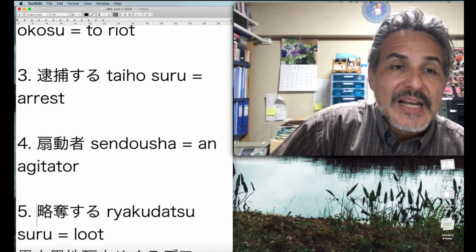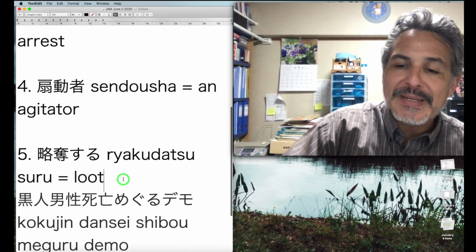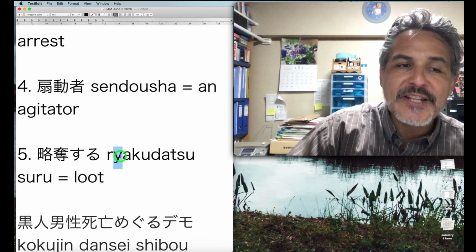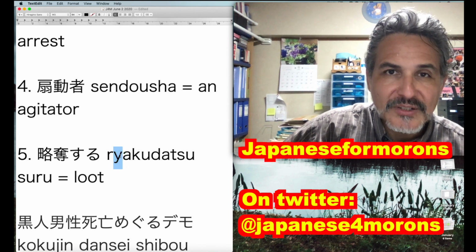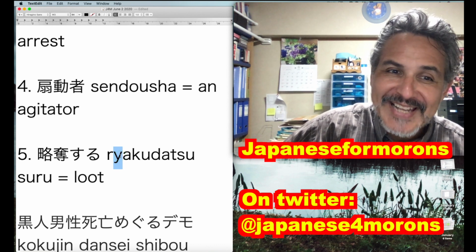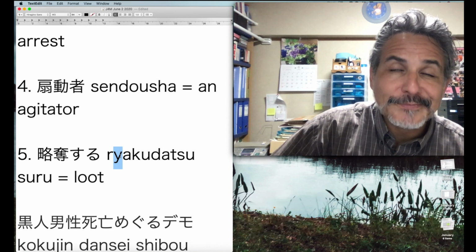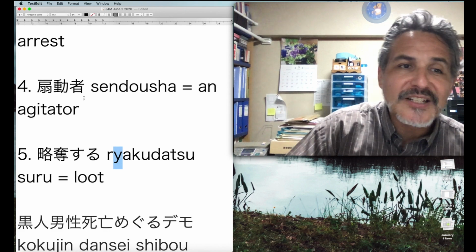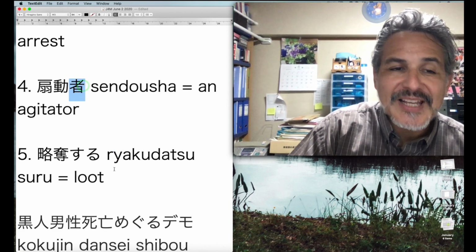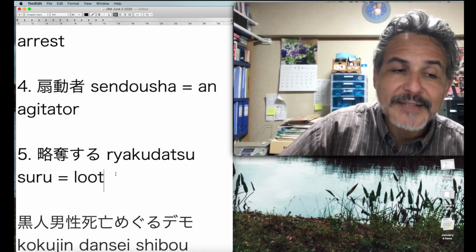Okay, back to it. The next word is ryakudatsu suru, which is a little bit tricky to say because it's got the Y in there. So it's ryakudatsu. Ryakudatsu is looting. Ryakudatsu suru is to loot. I suppose you could say ryakudatsu sha. Adding sha to the end might mean person, but we don't really say that. I would probably say ryakudatsu suru hito, a person who does that.